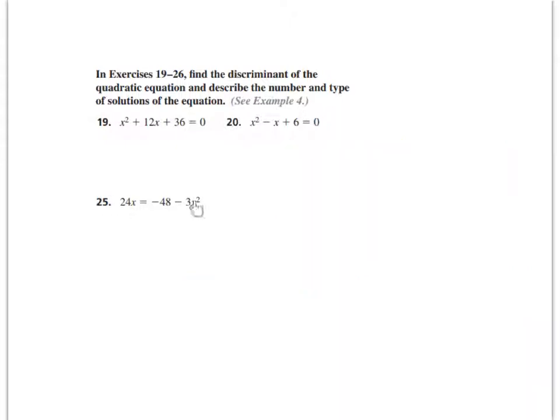Okay, looking at this last one right here, number 25. I got 24x is equal to negative 48 minus 3x squared. I want you guys to put that in standard form. Find the a, the b, and the c. Plug it into the formula. And the first 5 people to email me with the correct number of roots and describe their nature will get a bonus point on our next test or quiz.